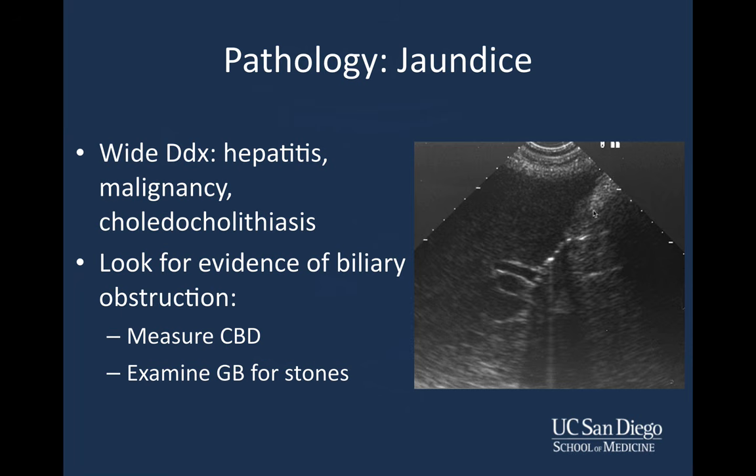And this is an image that you're not likely to see very often that's pretty cool. This is the portal vein, this is the common bile duct, which is a bit dilated, and if you look closely right there, that is a stone within the common bile duct, and that is indeed choledocholithiasis. Now, when you have a patient with jaundice, you want to assess particularly and measure the common bile duct, and obviously, as always, you want to examine the gallbladder for evidence of stones.